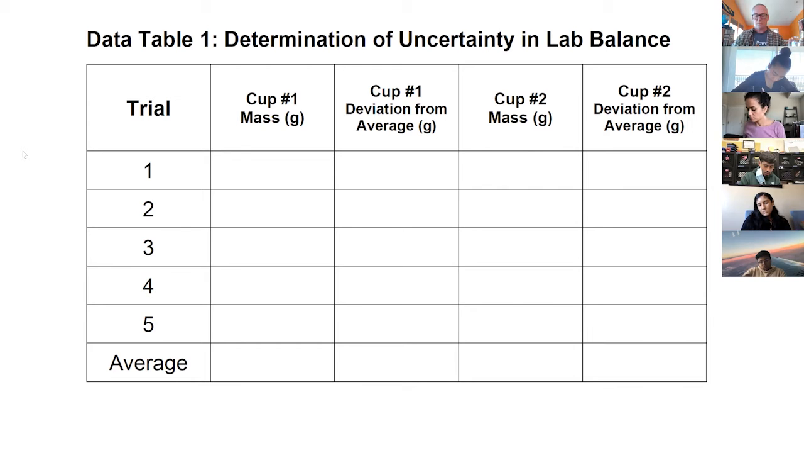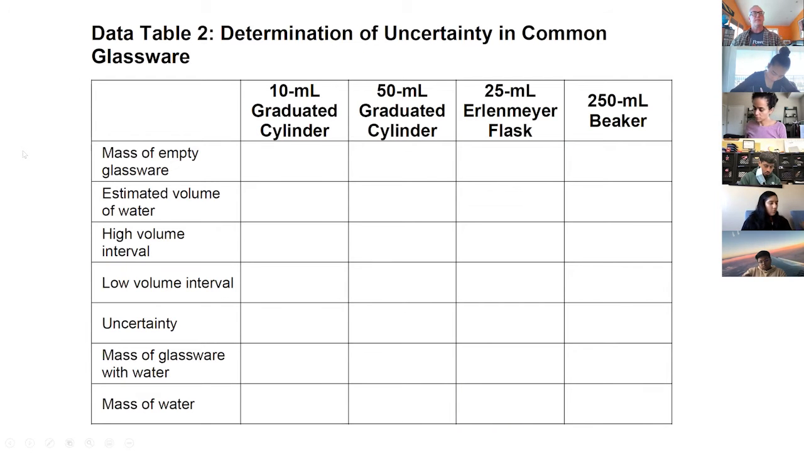So then the second one, we just fill in the mass of the glassware empty. We pour in our estimated volume of water, 7, 17, 35, I forget what the other one was. Make a note of the high and low interval for the volumes. Calculate the uncertainty. Calculate the mass of the water that's inside. And then we use the density of the water at the particular temperature you're using it at to figure out what the volume is.